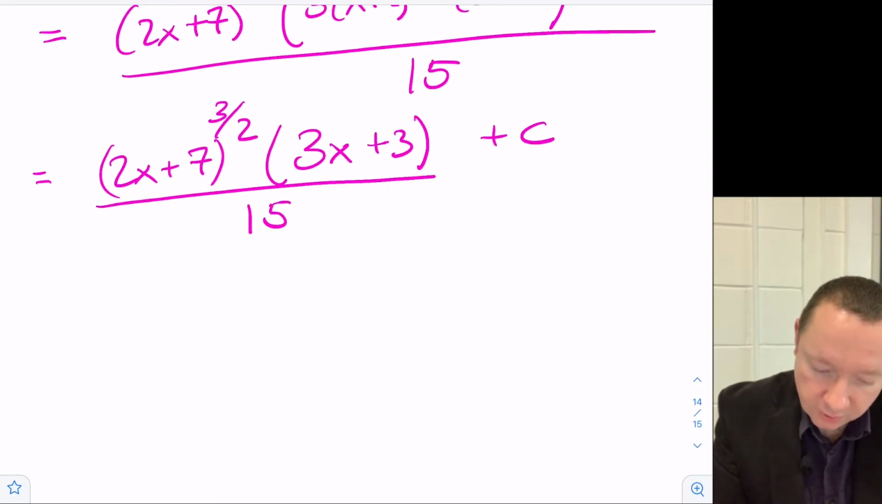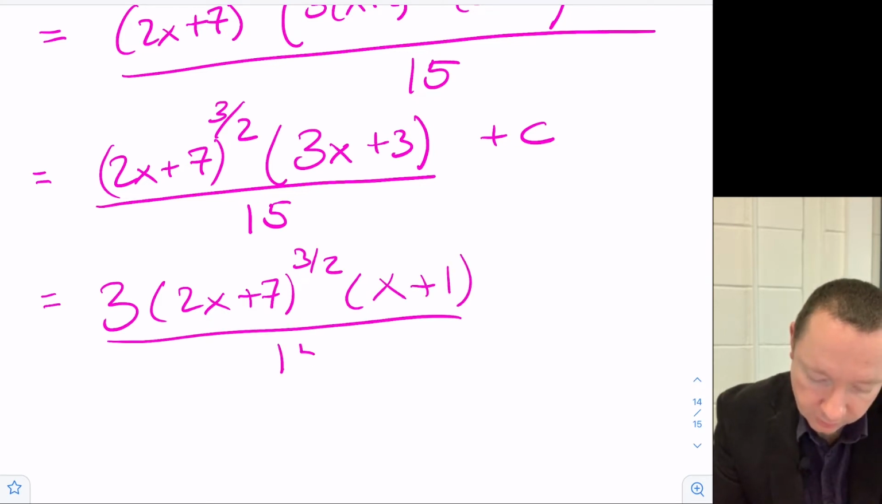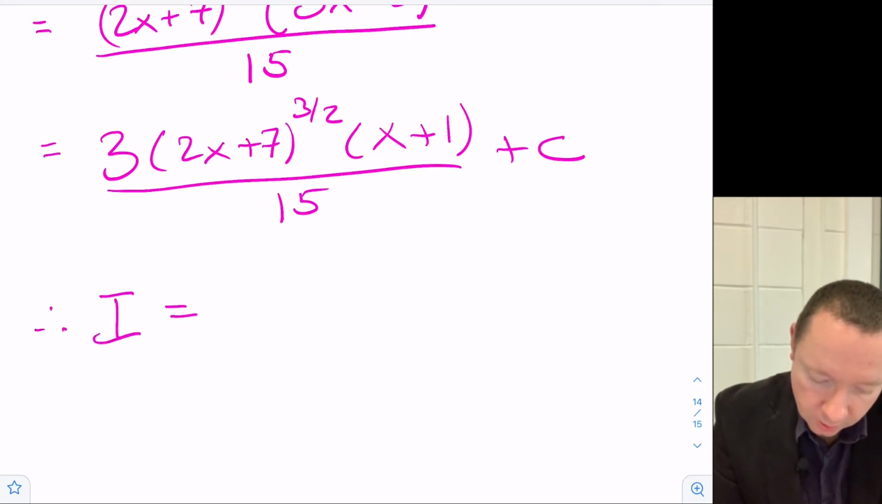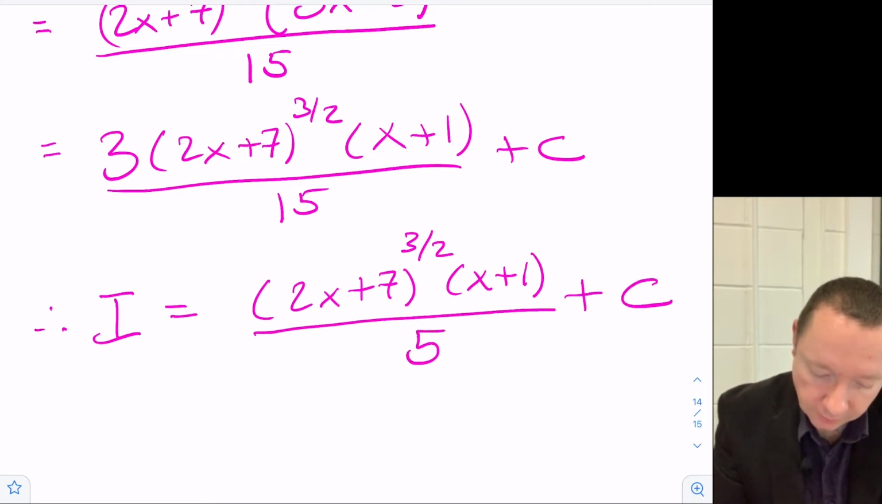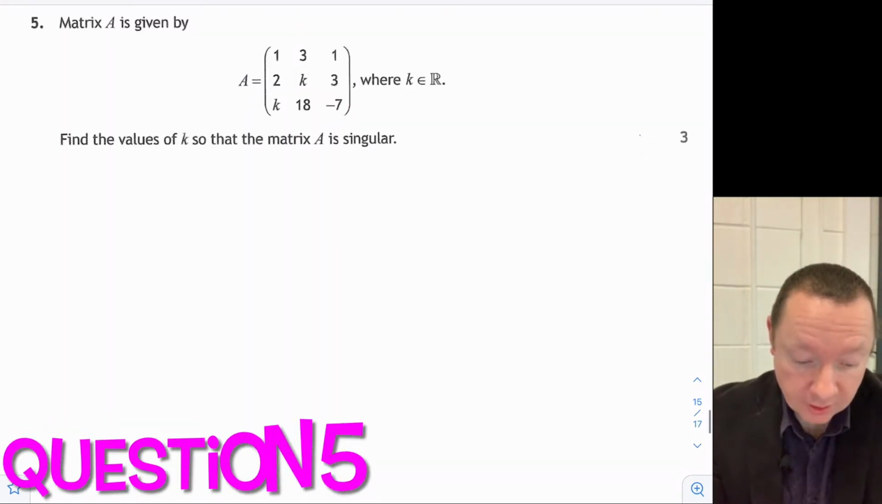3 is a common factor here, so we can say that that is 3 times (2x plus 7) to the 3 over 2, (x plus 1), over 15, plus c. Therefore, the integral equals (2x plus 7) to the 3 halves times (x plus 1) over 5, plus c. And we're done.